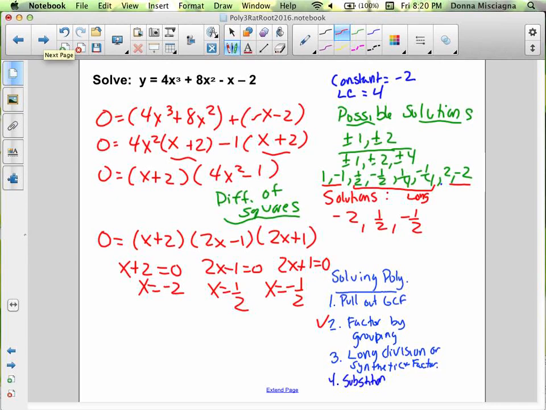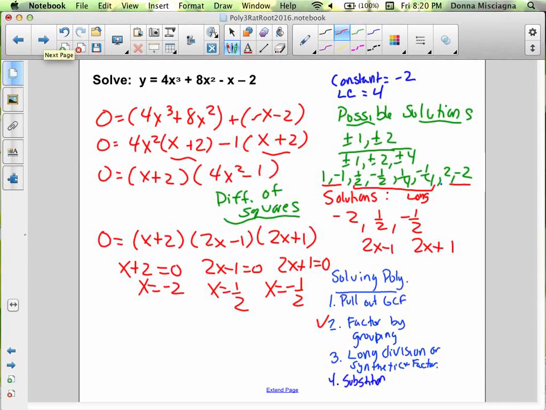And notice, I said right beforehand what the factor would be. Our solution was 1/2. The factor was 2x minus 1. The solution was -1/2. The factor was 2x plus 1. Do you see the relationship there? So that's how I'm able to do it really quickly, is the relationship.